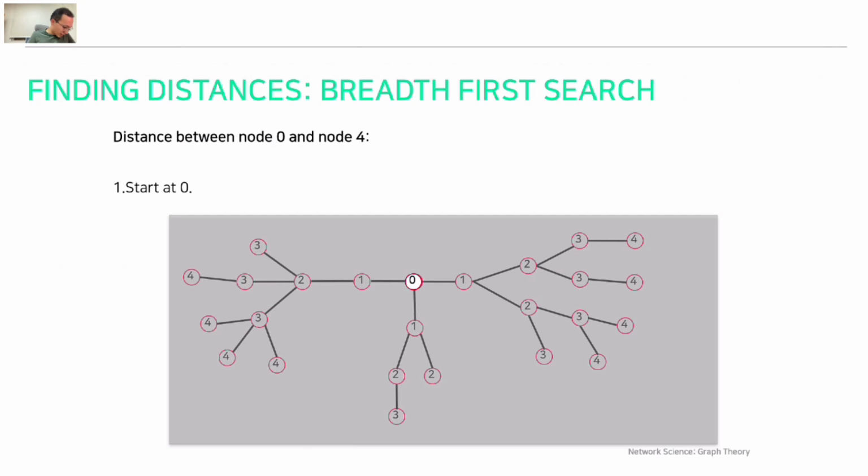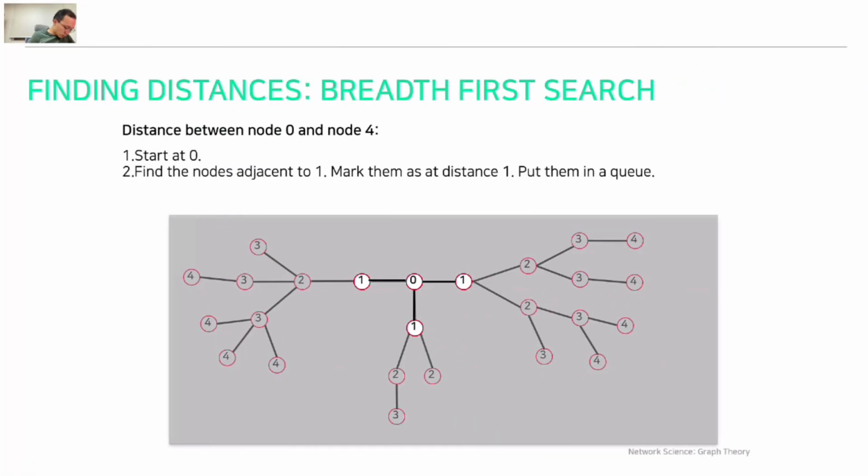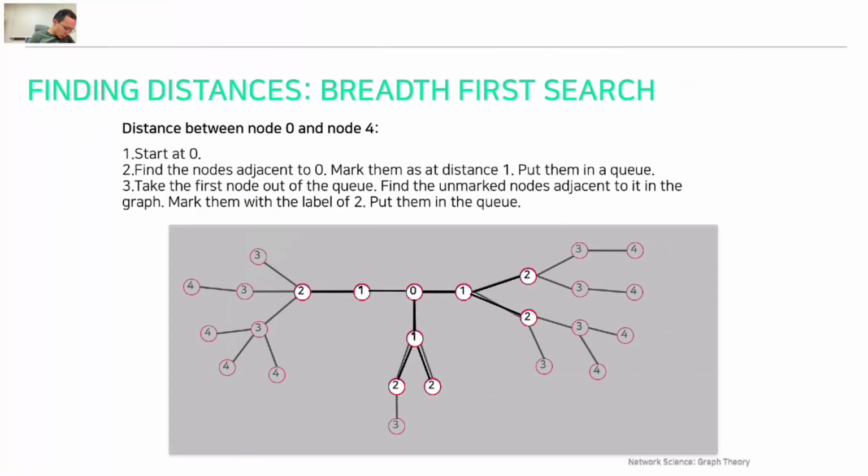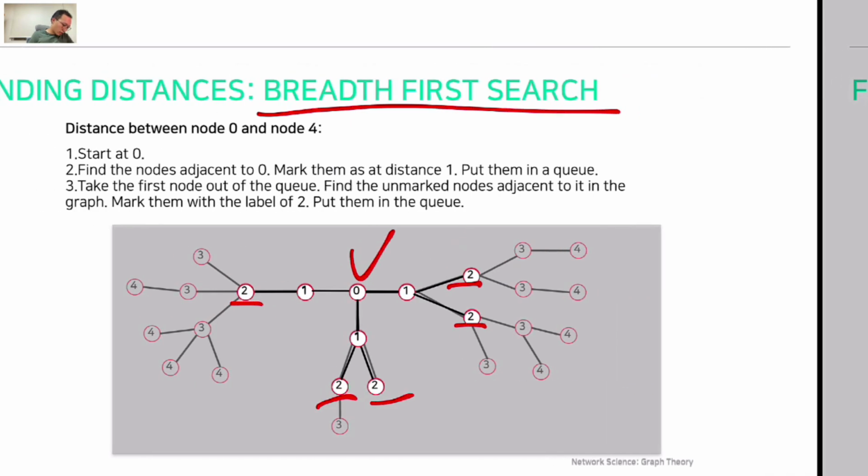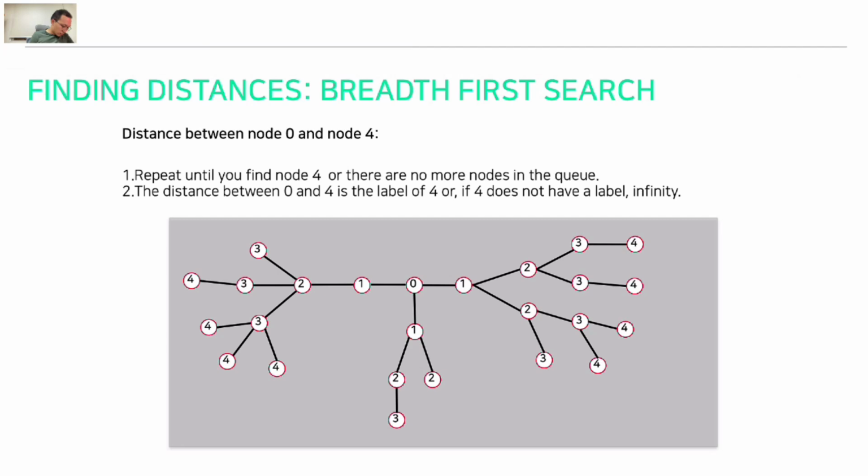So, finding distances. You can use the BFS, right? So to see the distance between 0 to 4, start with the 0. See the nearby neighbors and put them in a queue. And to see the distances, right? I would like to say the nature of the BFS corresponds to the distances from the source node, right? So now we came to the end, right?